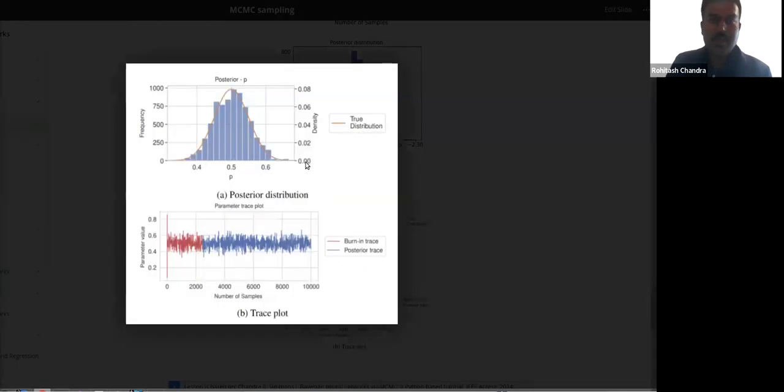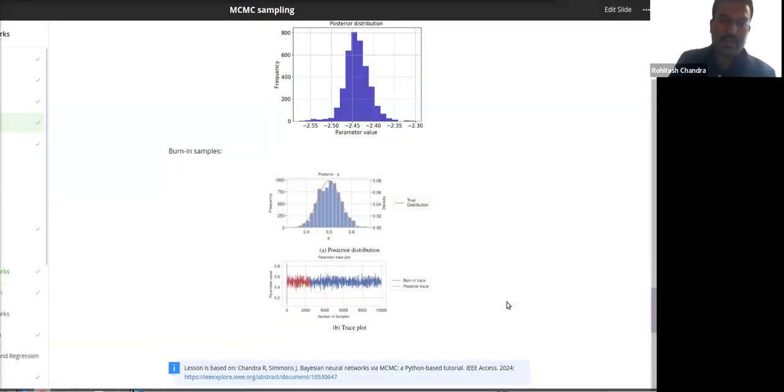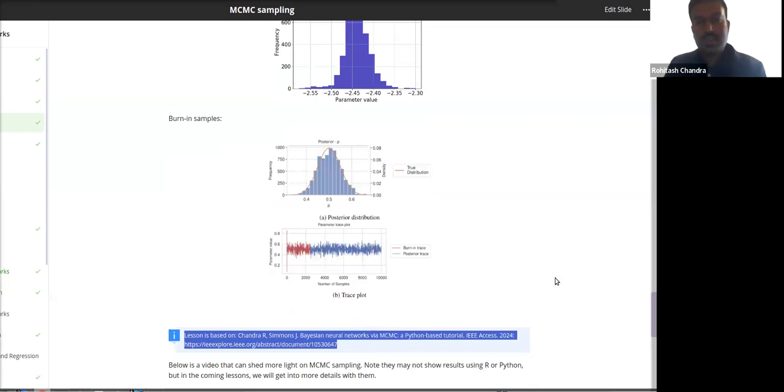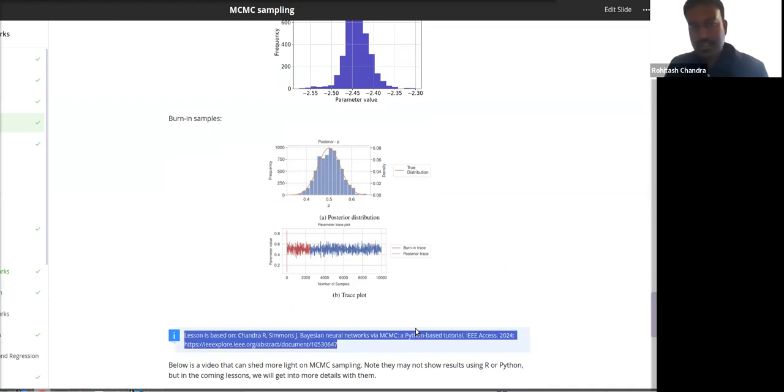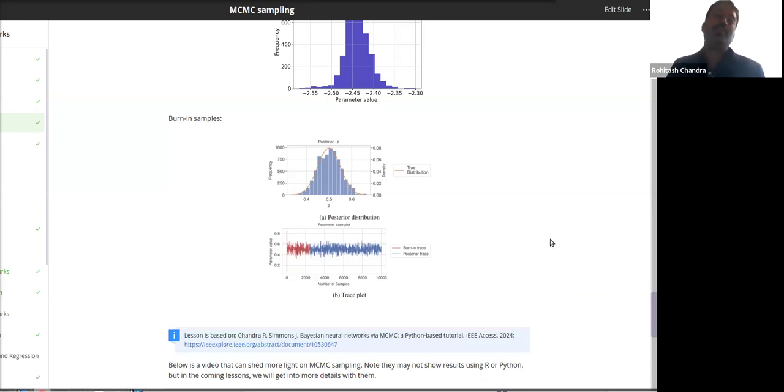Here's a case where what we see is sampling. And this is from the MCMC tutorial paper that is given here. Throughout the lesson, we are going to use this paper, code from this paper and some of my other papers, but mostly this is the main reference point. And this video will become an additional resource for this paper and the GitHub repo for this paper.